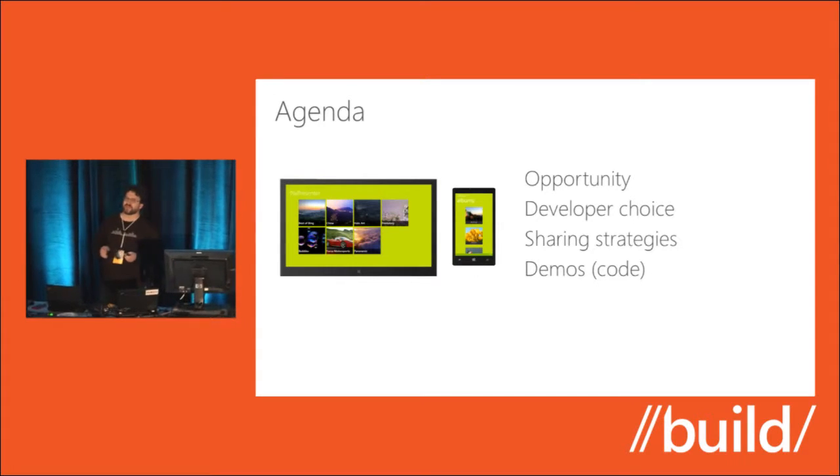So here's our agenda. First of all, we reiterate the fantastic opportunity that you've heard about already today, but is right in front of you. We look at the Windows Phone API and the developer choices there in terms of building apps. And then we look at some sharing strategies for sharing code when you're building an app for Windows Phone 8 and Windows 8. And we'll do all of this through a set of demos and code.